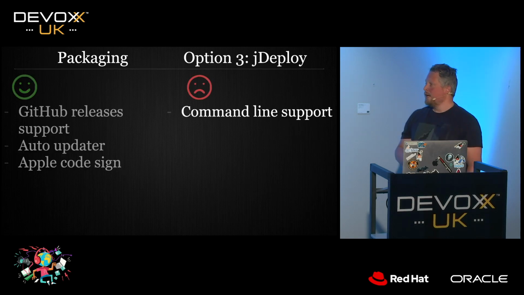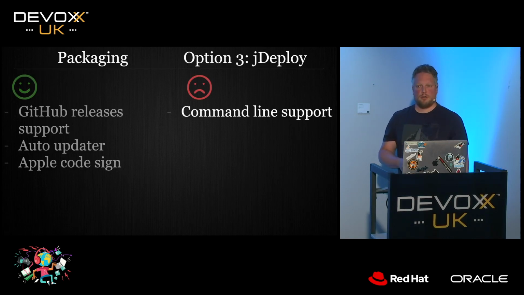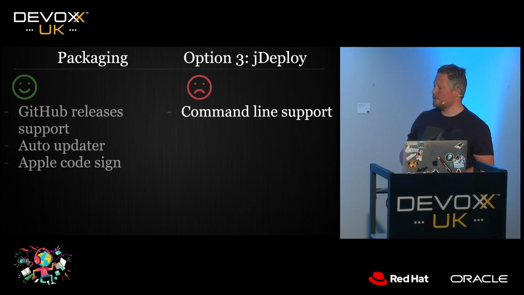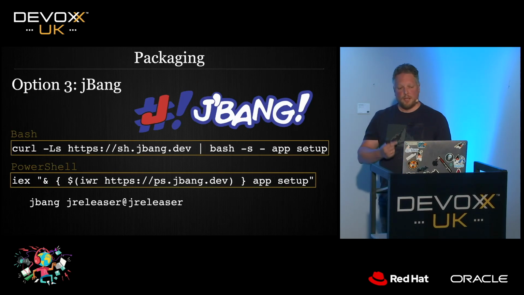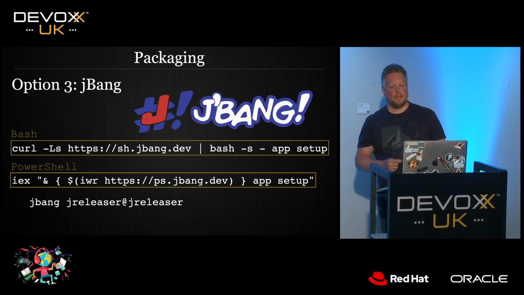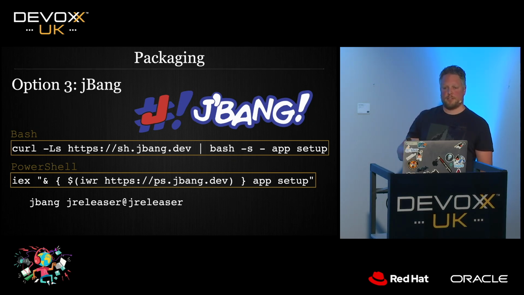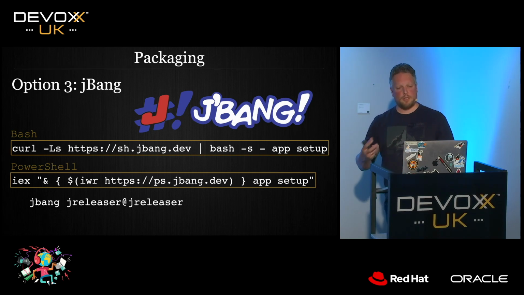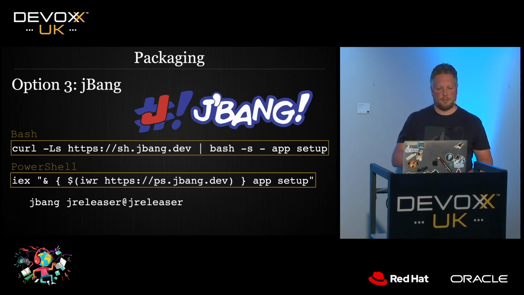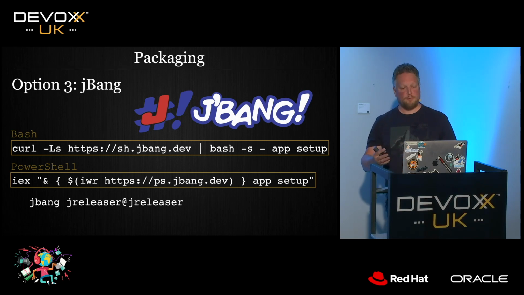And it lacks command line support. My application is a command line thing, so I really want to have command line support, so that's not going to work. Another option is JBang, and JBang can be installed with a single bash or PowerShell command. It's quite nice. Once you have installed that, you can just run, for example, jbang jreleaser@jreleaser, and it will fetch the metadata from a catalog, download every dependency that is required to run your application, and set everything up for the user, and then it can be run.